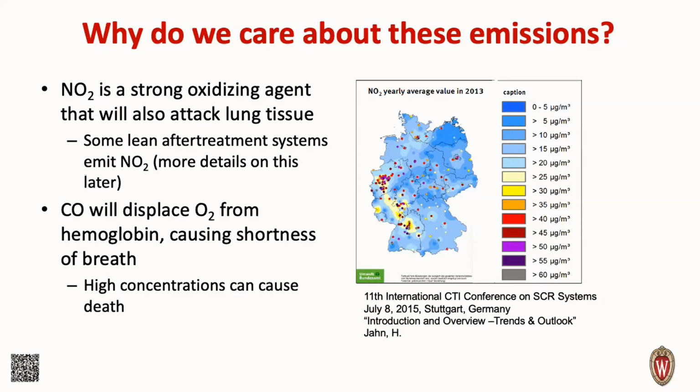And the other problem is with CO. I think we're all familiar with carbon monoxide as a poison. It acts by displacing oxygen from your hemoglobin. So it means that your blood cells can't actually carry oxygen to the tissues that you need it, and you'll cause shortness of breath, and high concentrations, of course, can cause death.